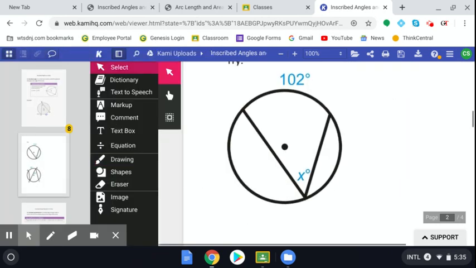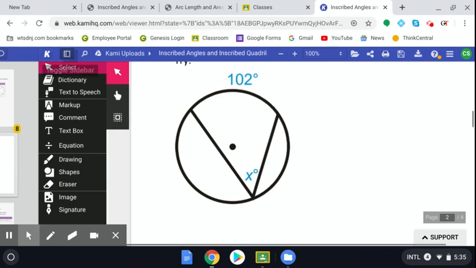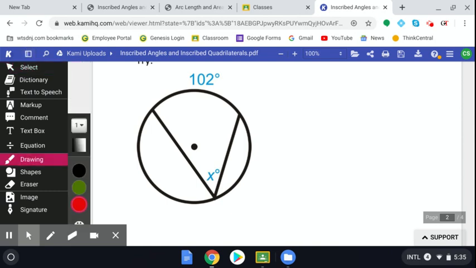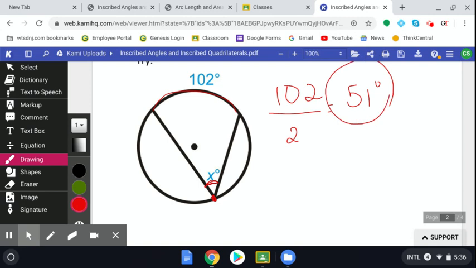Moving on, this is another one you could try on your own. And after you try on your own, you should be able to see that this angle is an inscribed angle. I know that because the vertex is on the circle, which means it's going to have to be half of the intercepted arc. So the measure of angle X should be 102 divided by 2, which is going to be 51 degrees.